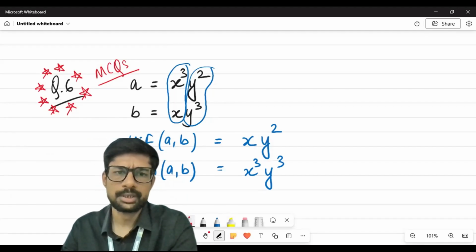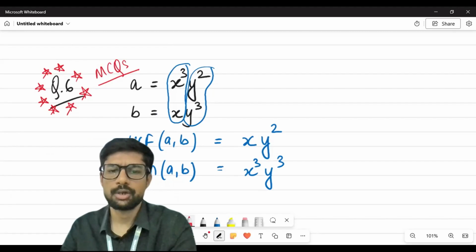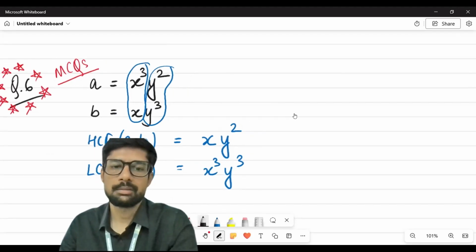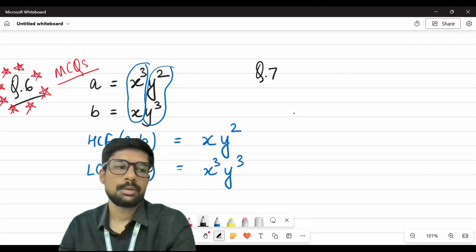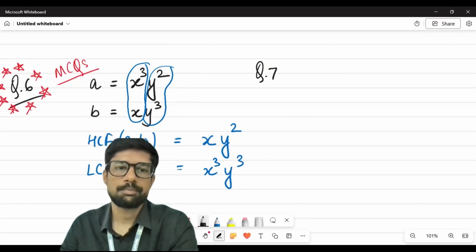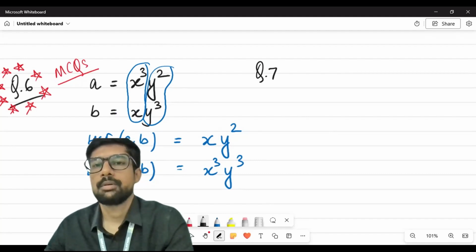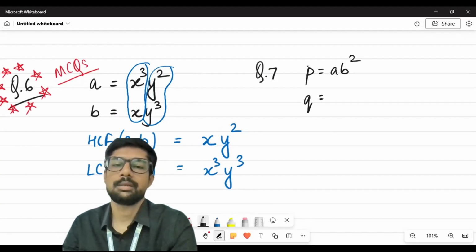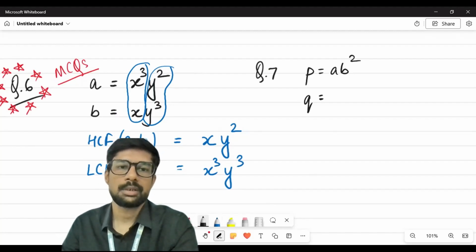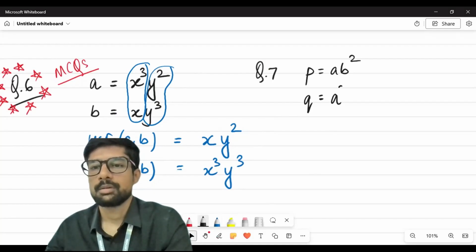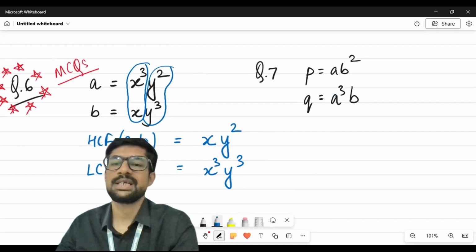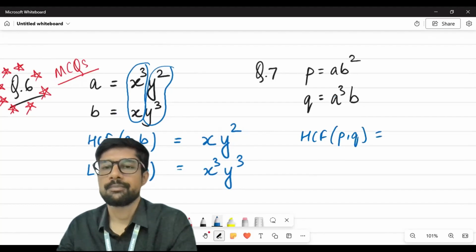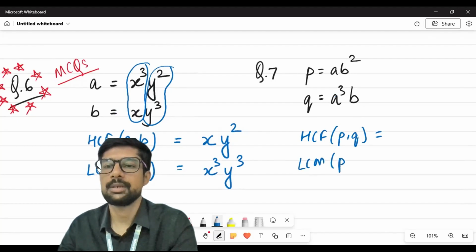Okay, one of the similar questions again we are having. Let's see. They're asking for LCM now. Question number 7, in the same manner. There we have again two numbers, P and Q, where P is A B square and the number Q provided is A cube B. They have asked just LCM, but we'll go for both: HCF of P and Q and LCM of P and Q.